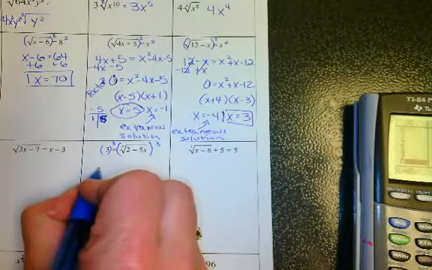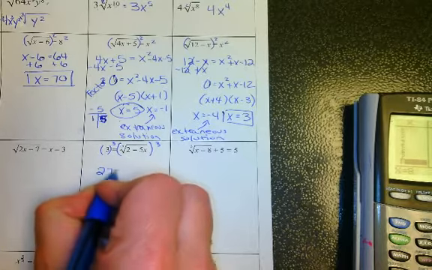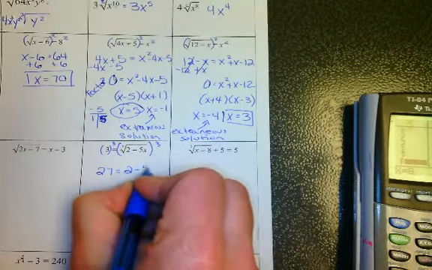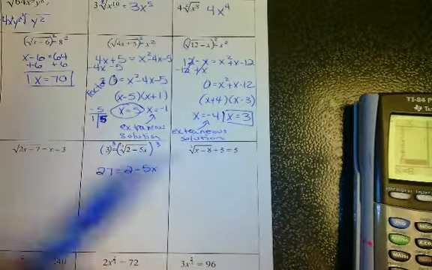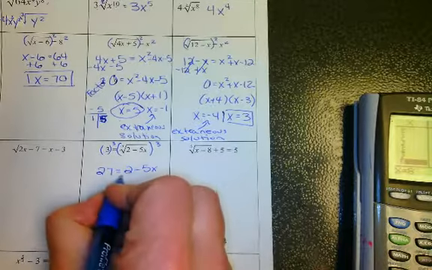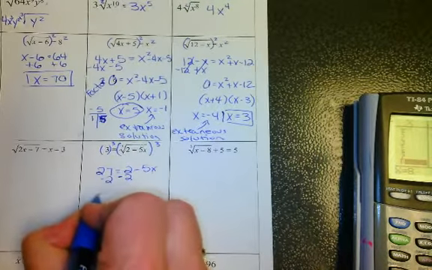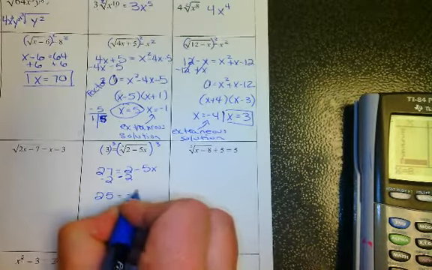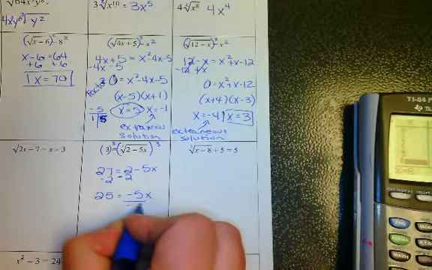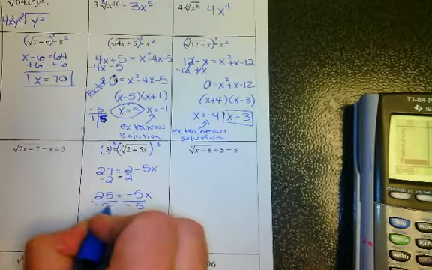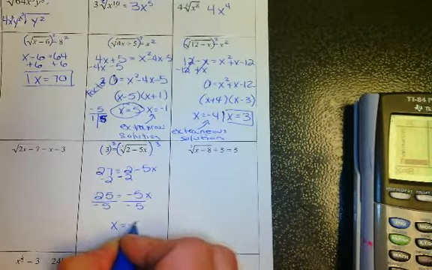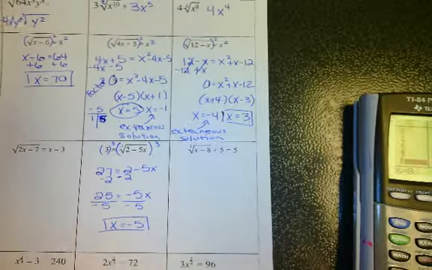Okay, so here what I have is I have 27 equals 2 minus 5x, because that cube canceled everything out. I'm just going to start solving it. So minus 2, minus 2, 25 equals negative 5x. Divide by negative 5, divide by negative 5, and x equals negative 5. Done.